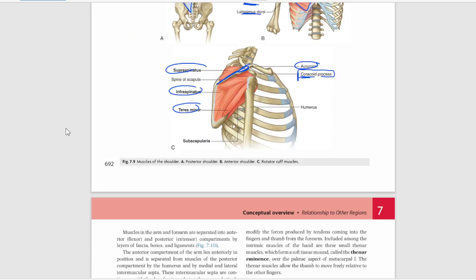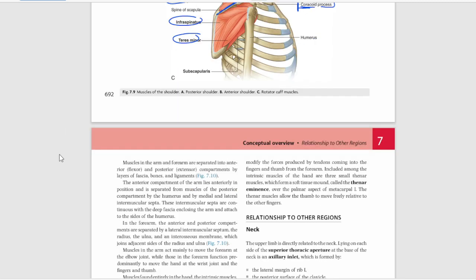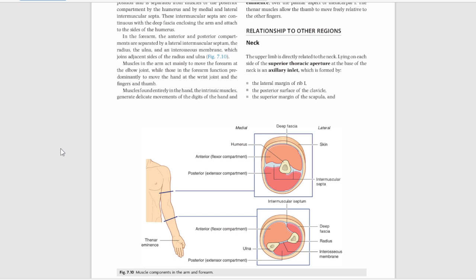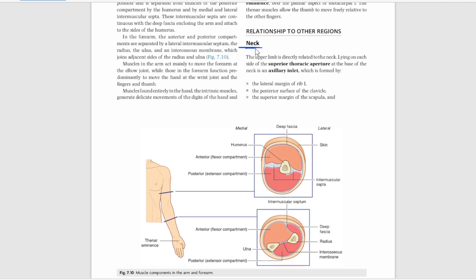Now we will see all these things in the app. Relationship to other regions: after this we will see the relationship to other regions, for example to the neck. This is the neck, okay. From the brain, nerves are coming, and from the heart arteries are coming, and from the hand the veins are going. So this creates a space, and this is the innervation.